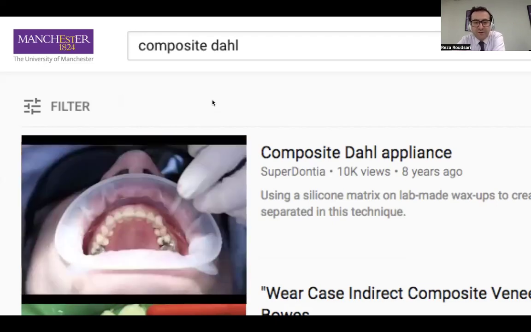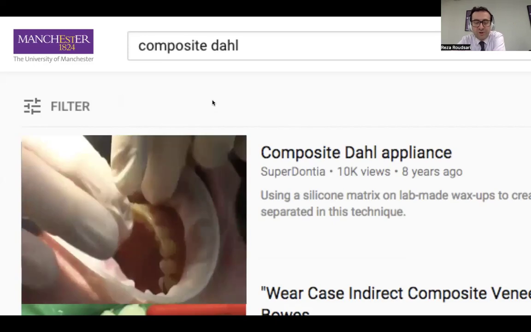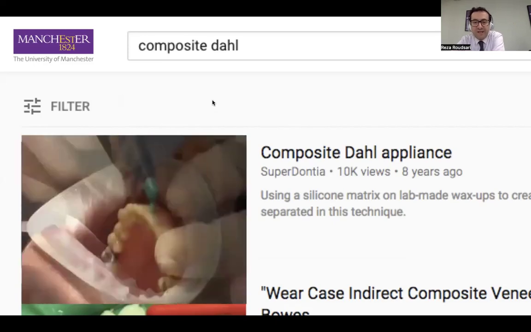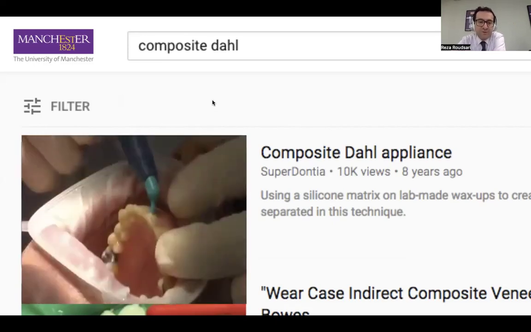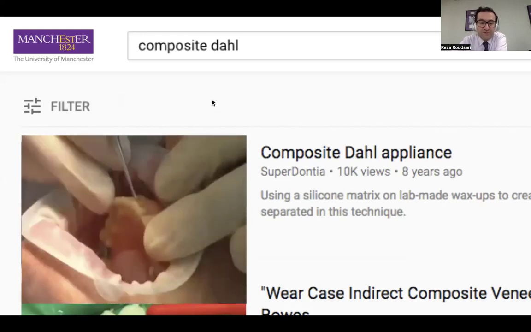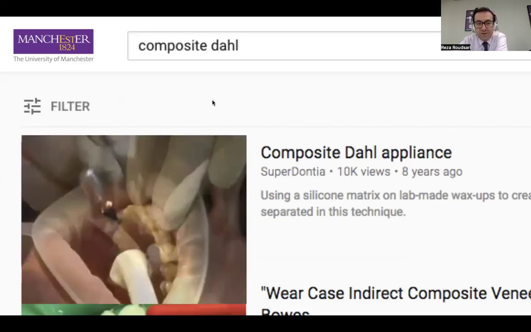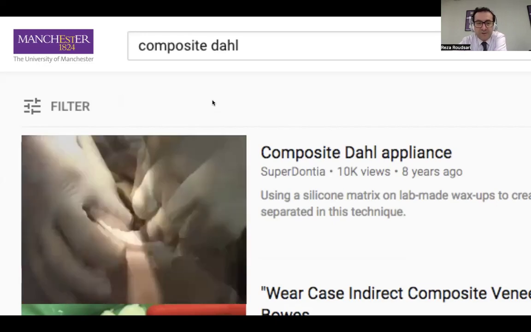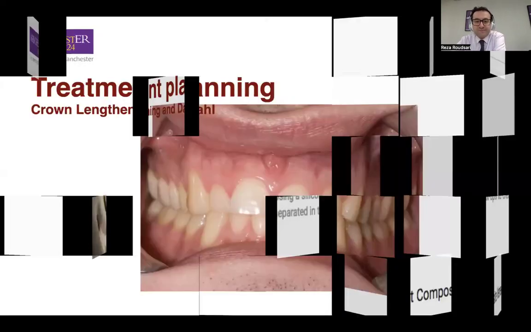And then all you have to do is to go ahead and do the buccal part of these teeth freehand. So as I said, if you just go on YouTube, you can see the high resolution of this video on YouTube, and you can enjoy it.